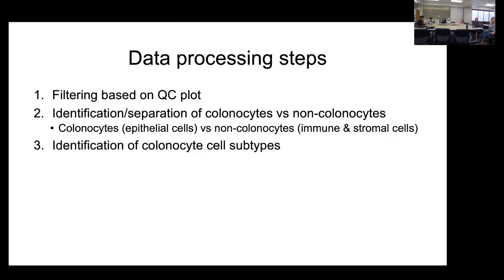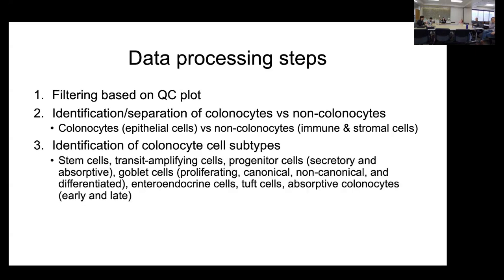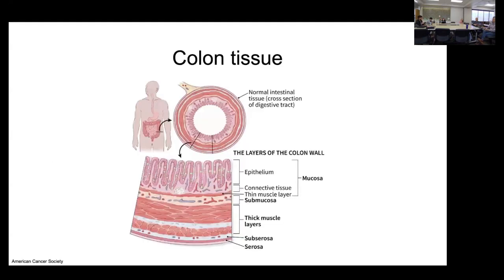And then once I can separate those, I can focus on the colonocytes, and I can then start to try to identify all the different subtypes of colonocytes in these crypts. And I'll talk again more about this in a bit. So this is the colon tissue. So we isolate this colon tissue. This is a human, but we get it from mice.